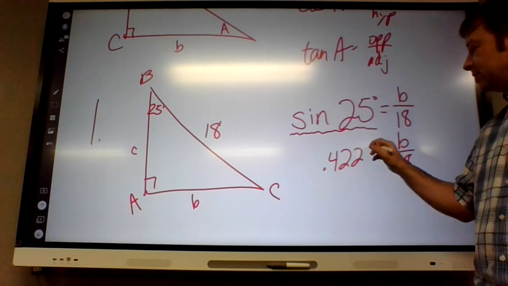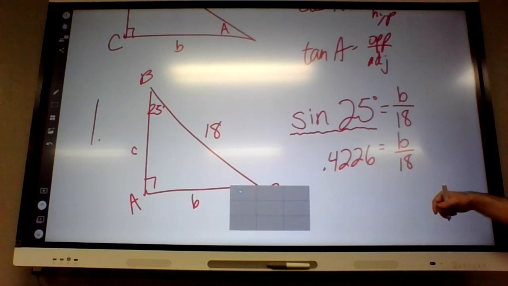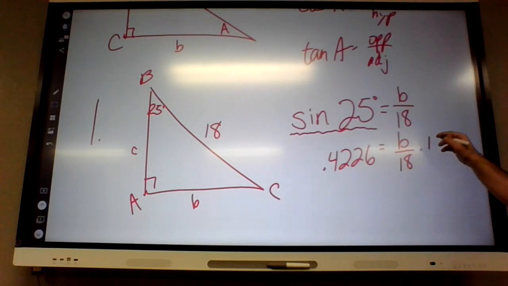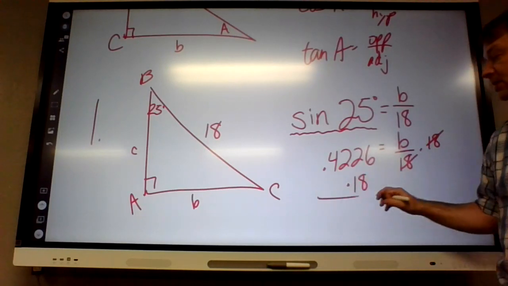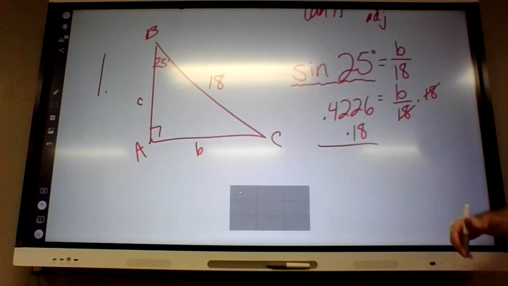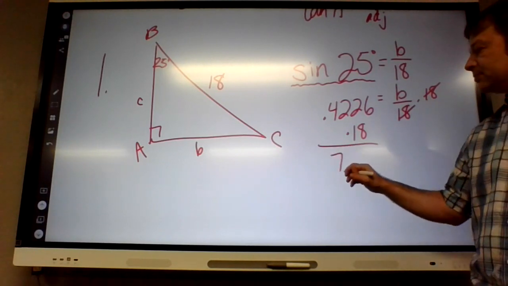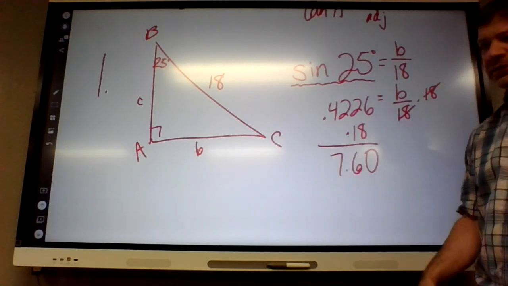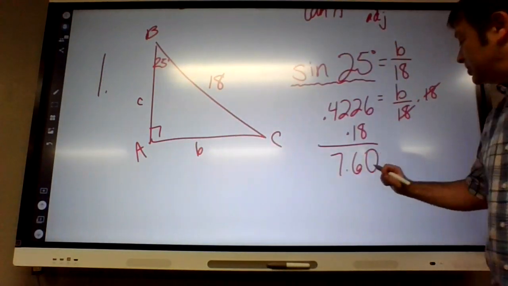Okay, that's fine. So how do we solve this for b if b divided by 18 equals that? Times 18. Okay, so times 18. And what does that come out to? Round to the third digit. 7.60, he says. Is that right? They got 6.1.